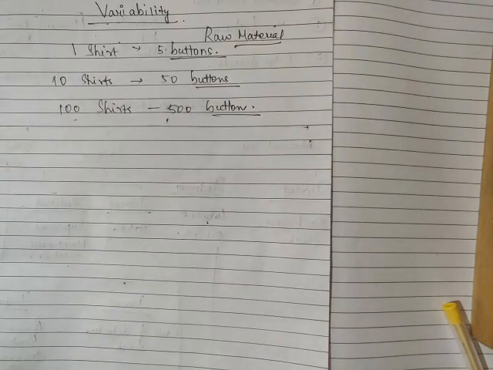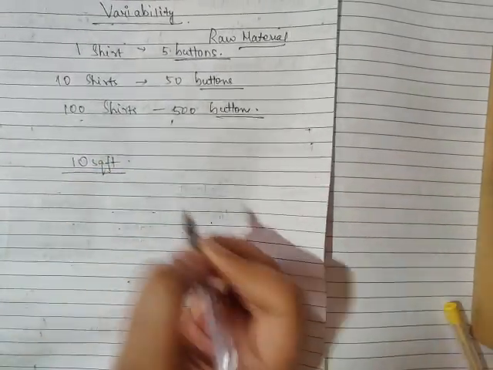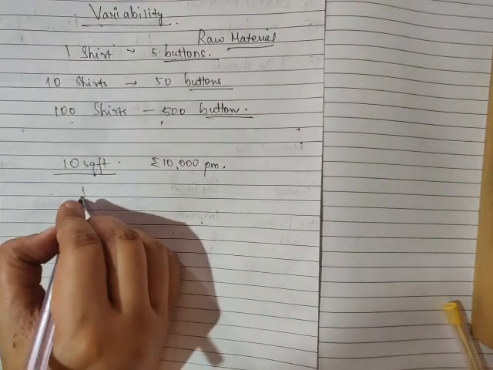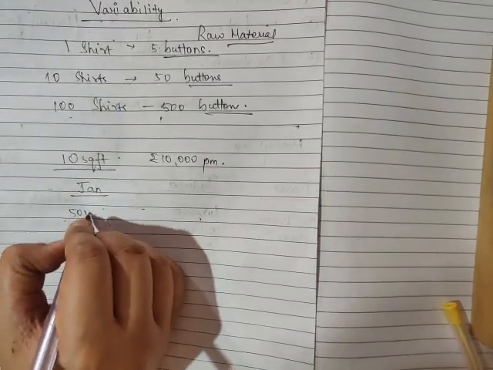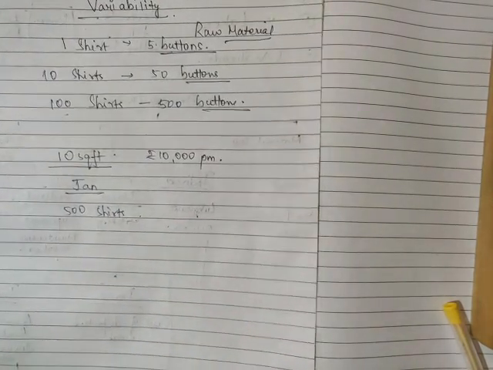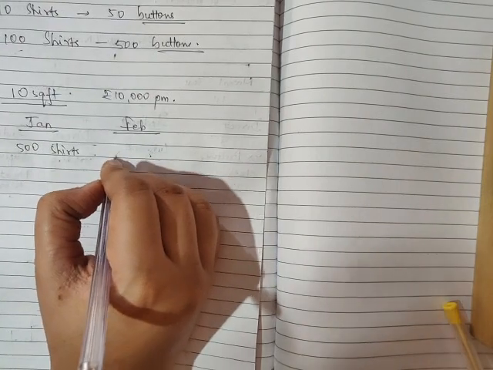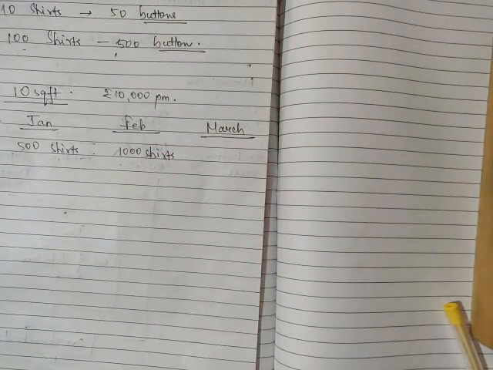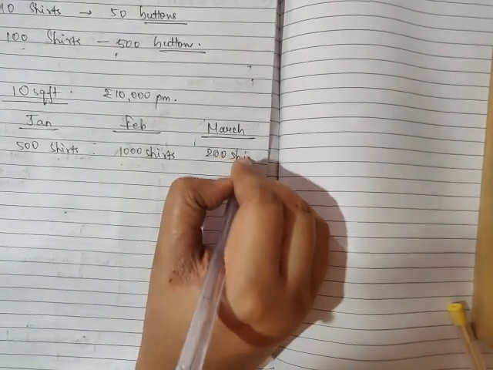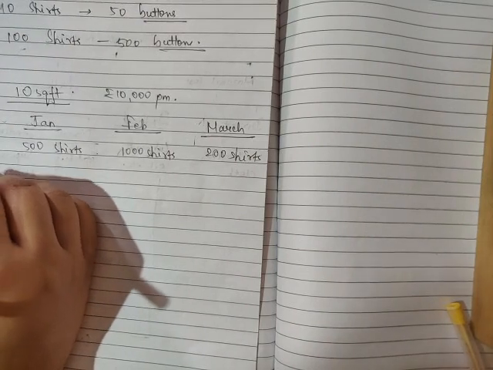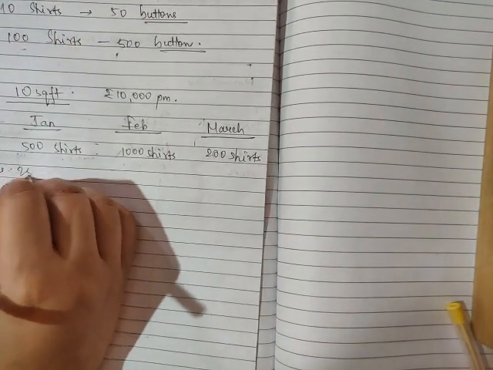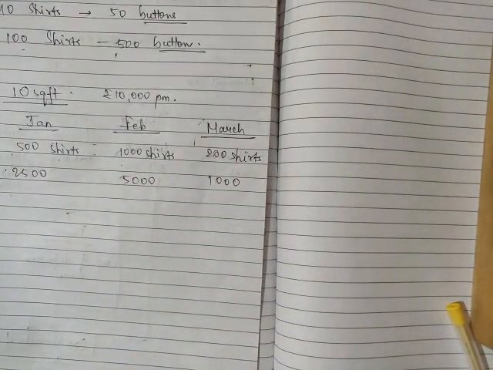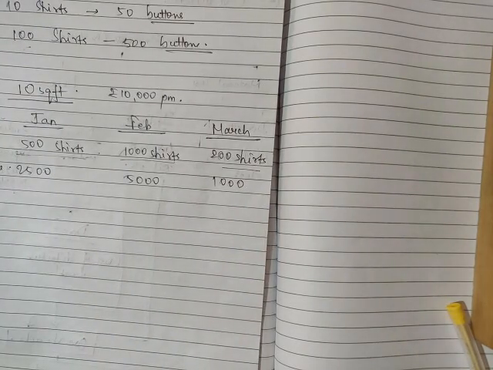Suppose for your production activity, you have rented a 10 square feet warehouse at rupees 10,000 per month. So suppose in the month of January, you have produced 500 shirts in this factory premises. In the month of February, you have produced say 1,000 shirts. In the month of March, the demand was not very good, and so you just produced 200 shirts. So the buttons that you will need in the month of Jan will be 2500. In the month of February, you will be needing 5000, and in the month of March, 1000. That is basis the finished goods that you produced.